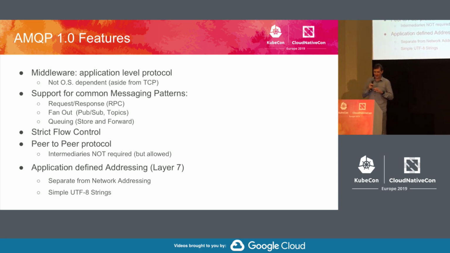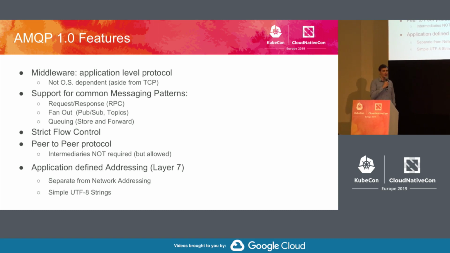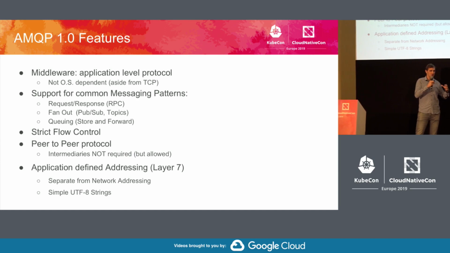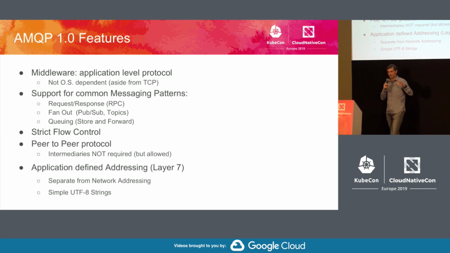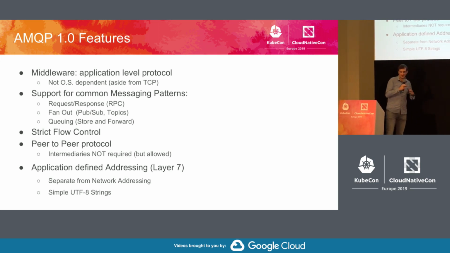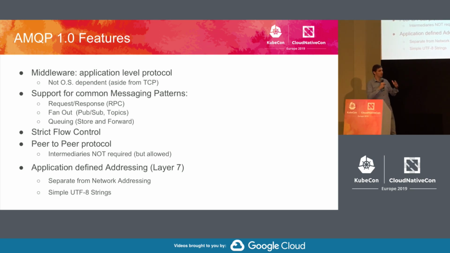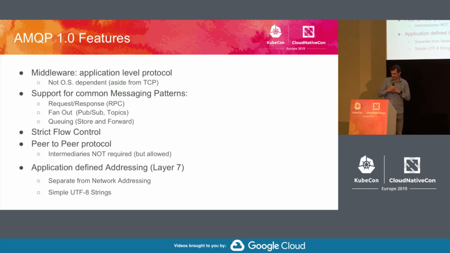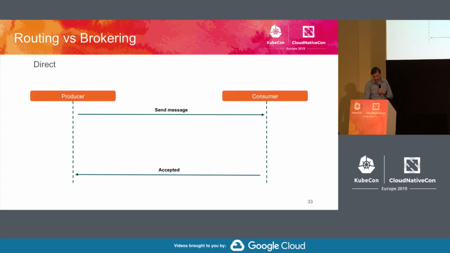One of the major features of AMQP 1.0, which makes it a good fit for solving some of these challenges, is that it's a pure peer-to-peer protocol, meaning that it doesn't assume that there's a client-server communication or a broker in between. Of course, you can implement those, but you can implement all kinds of different communication patterns like multicast or fan out or request response.